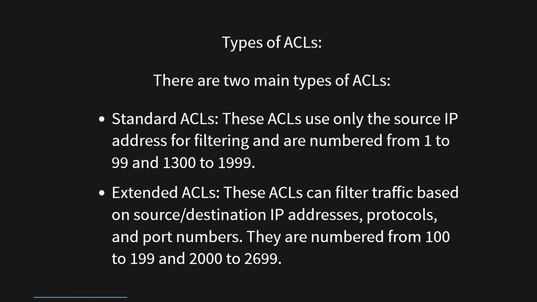There are two main types of ACLs. Standard ACLs. These ACLs use only the source IP address for filtering and are numbered from 1 to 99 and 1300 to 1999. Extended ACLs. These ACLs can filter traffic based on source and destination IP addresses, protocols, and port numbers. They are numbered from 100 to 199 and 2000 to 2699.